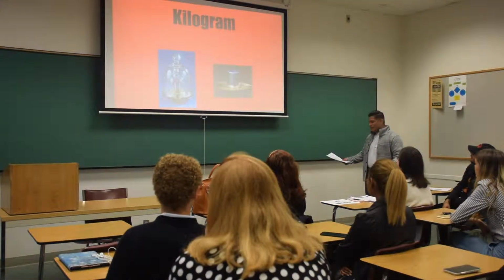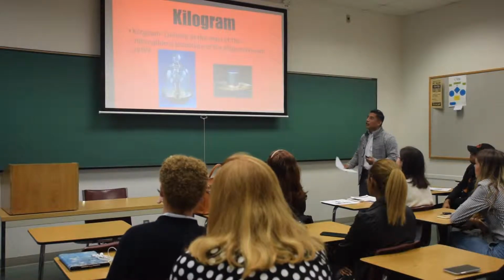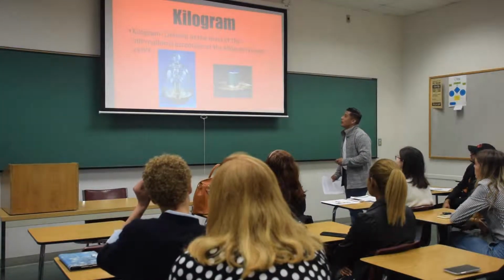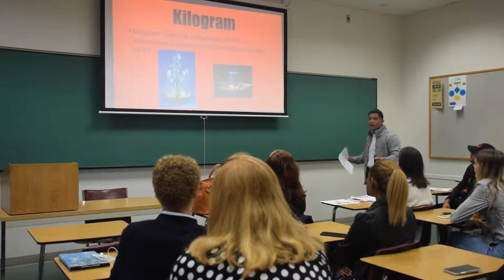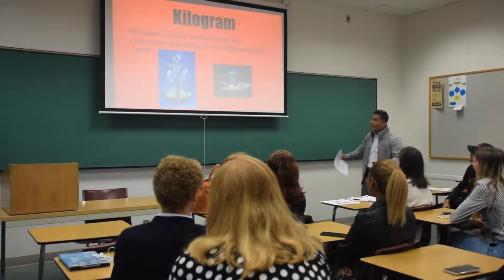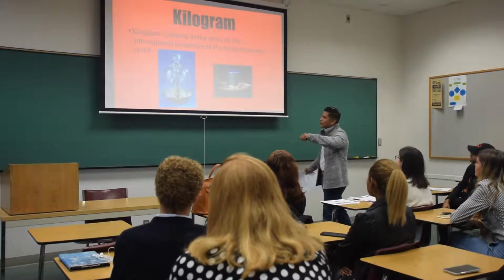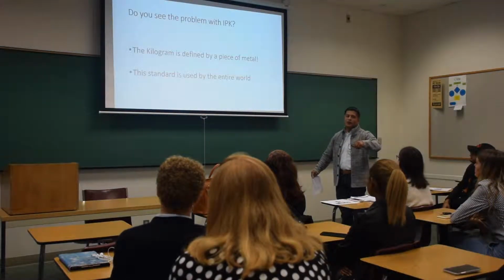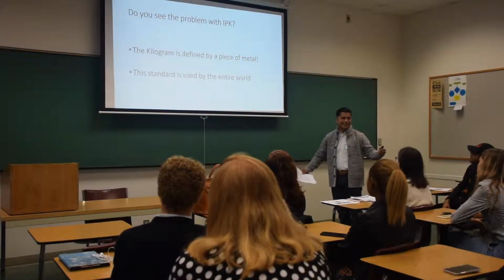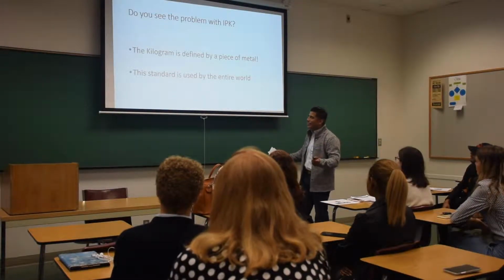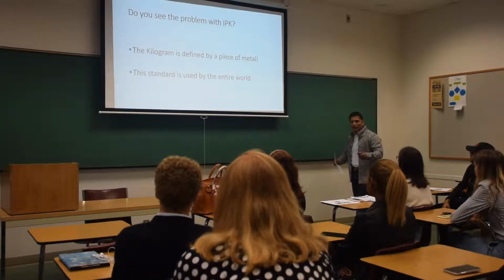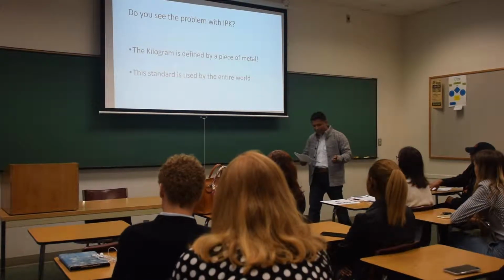And then finally, we have the kilogram. So the kilogram is defined by the mass of the international prototype of the kilogram, known as IPK. So just so everyone knows, IPK means the international prototype. So does anyone see the problem with IPK? Just in case, it's defined by a piece of metal. This metal is held in France.